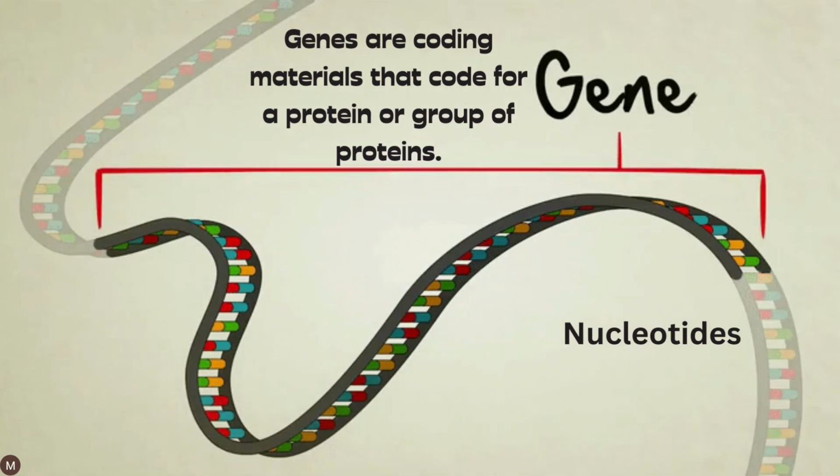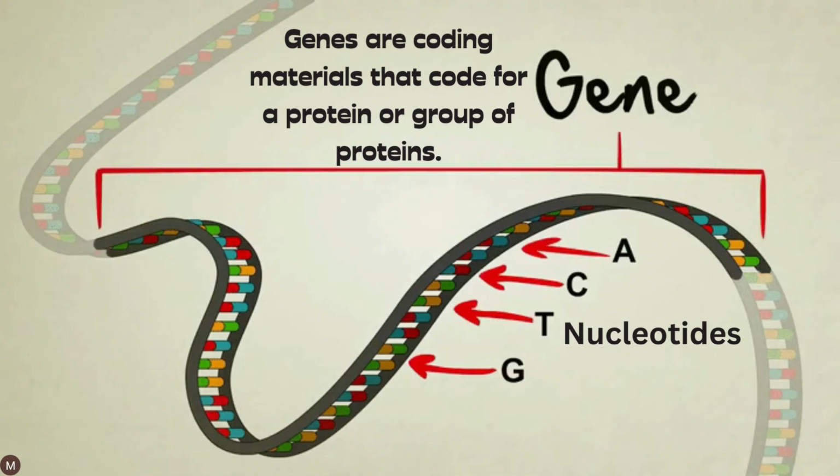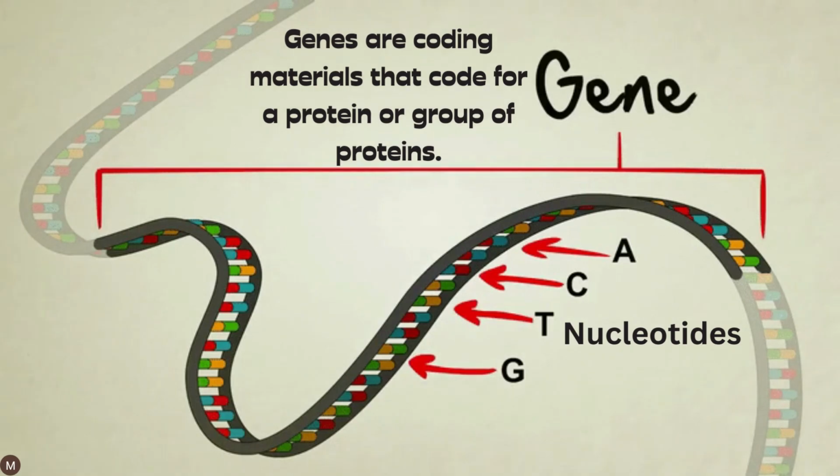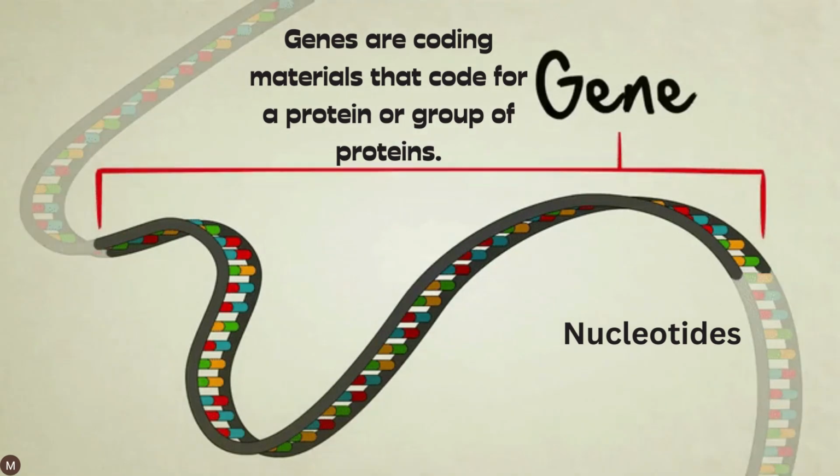So, genes are basically the coding material that code for a protein or a group of proteins. For example, one child has blonde hair like their mother, while the other sibling has brown hair like their father.